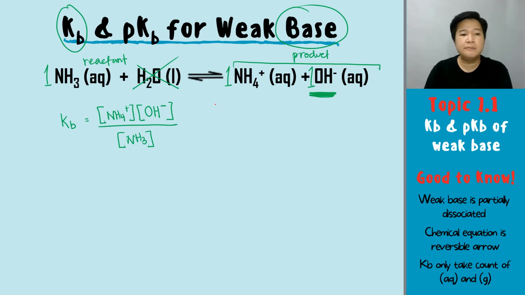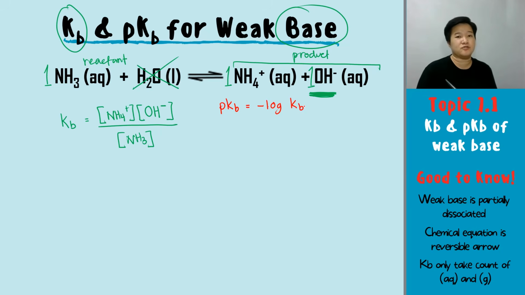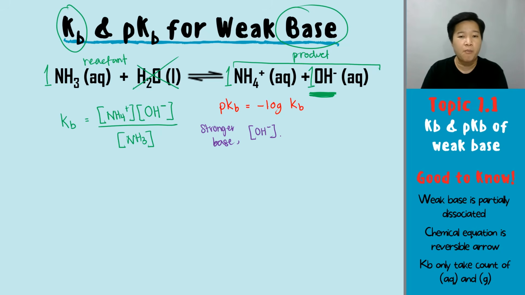Can you see that? Same thing for the pKb. Your pKb will be equal to the negative log of your Kb, exactly the same as your Ka just now. Alright? And what will happen to the Kb value when it's a stronger base? Stronger base means you will produce more OH minus. Okay? So when you have a higher OH minus, what happens to the Kb value? Directly proportional. The higher the OH minus, the higher the Kb. So stronger base means higher OH minus means higher Kb. Can you see that?